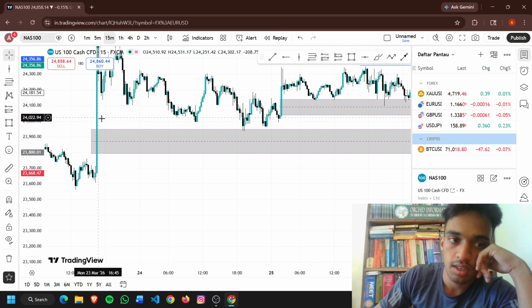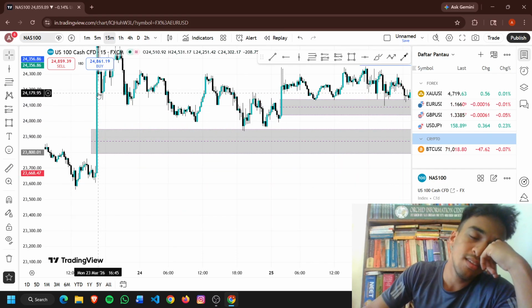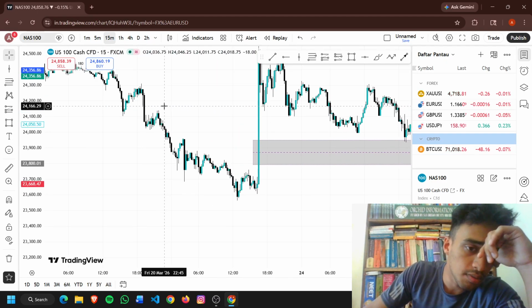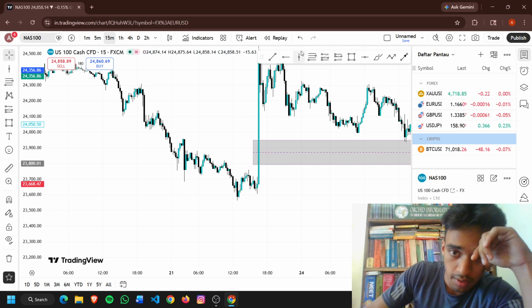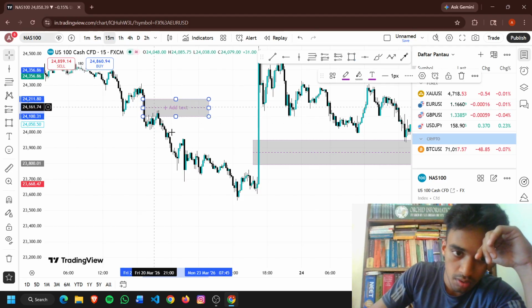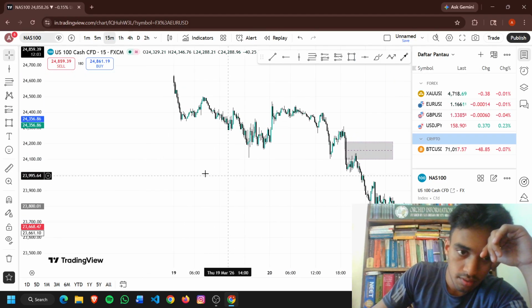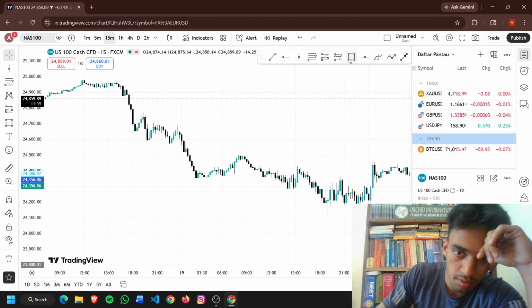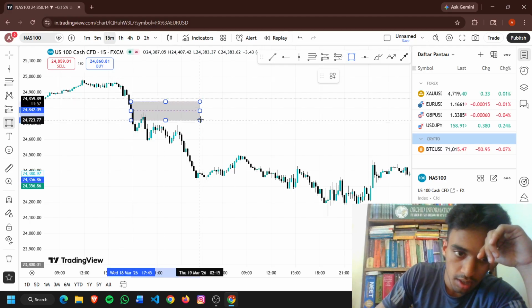This is a big imbalance candle. These kinds of big candles will most probably be because of news. So see, the fair value gap came back in, went down, boom. Fair value gap came back in, went down, boom.